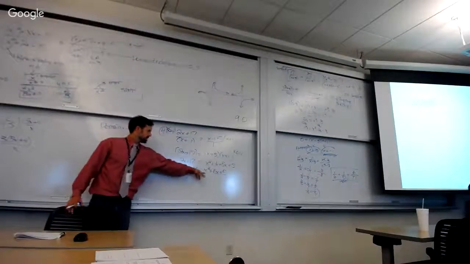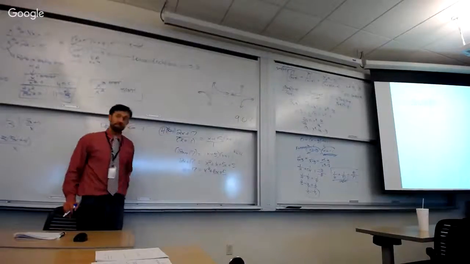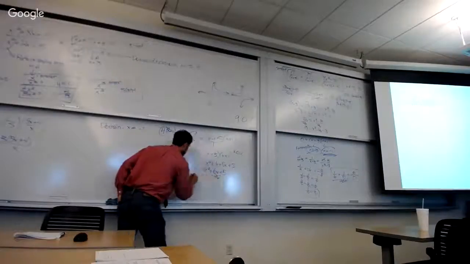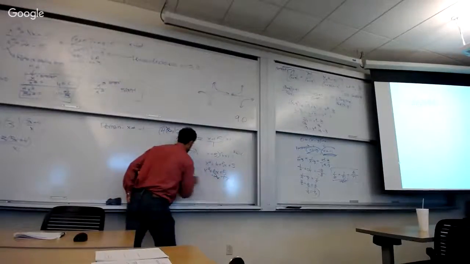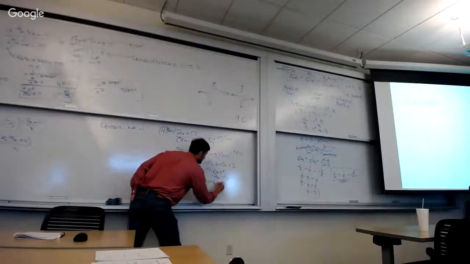And again, when we have a quadratic, we want all the terms on one side. So we want to set the whole thing equal to 0. So I'll go ahead and move my 2x over, and then move my 17 over. And now I have 0 equals x squared plus 4x minus 12.